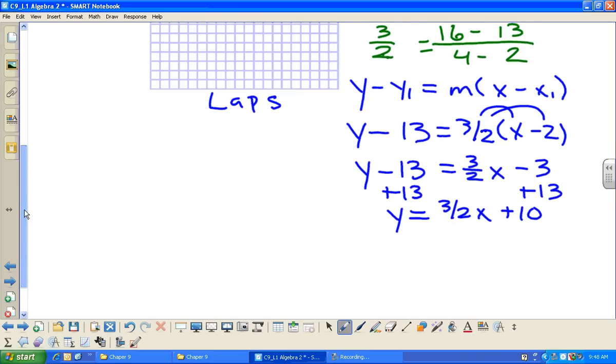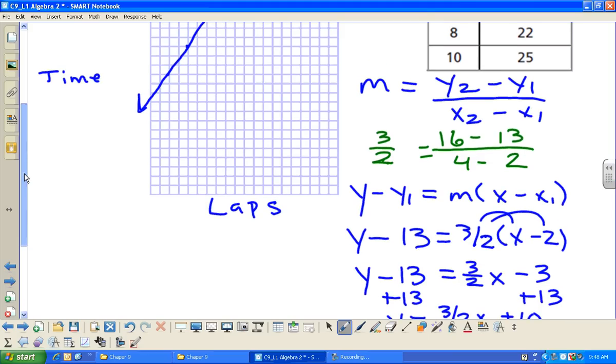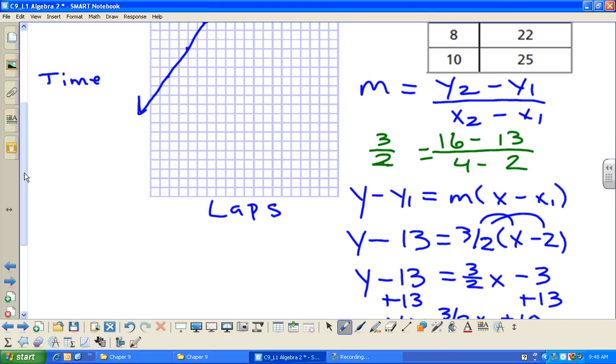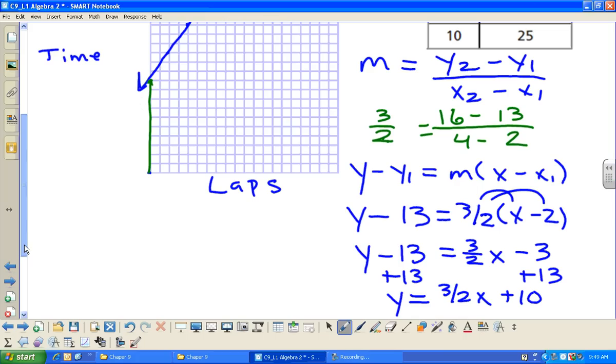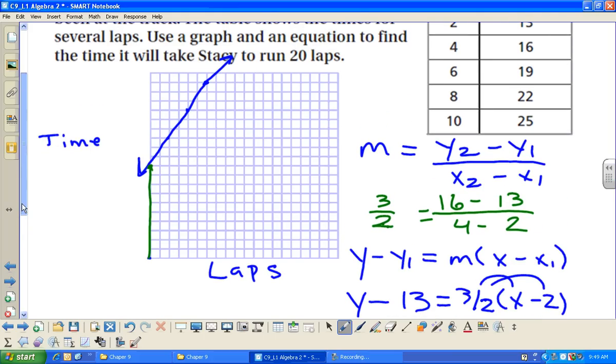Now looking at my graph, I could have assumed that when x was 0, y was 10. But you should always figure it out mathematically, because my line wasn't exactly straight, and it wasn't exactly at 10 right here. So you should always use the point-slope form to find out exactly what your equation is.